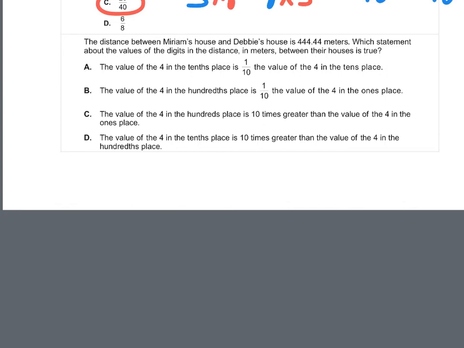The value, let's see, let's go write this down again, 444 and 44 meters. The first one says the value of the 4 in the tens place, okay, that one, is 1/10 the value of the 4 in the tens place. No, 1/10 would be only one space, but this actually is 2 spaces, so that's 1/100ths. So that's wrong.